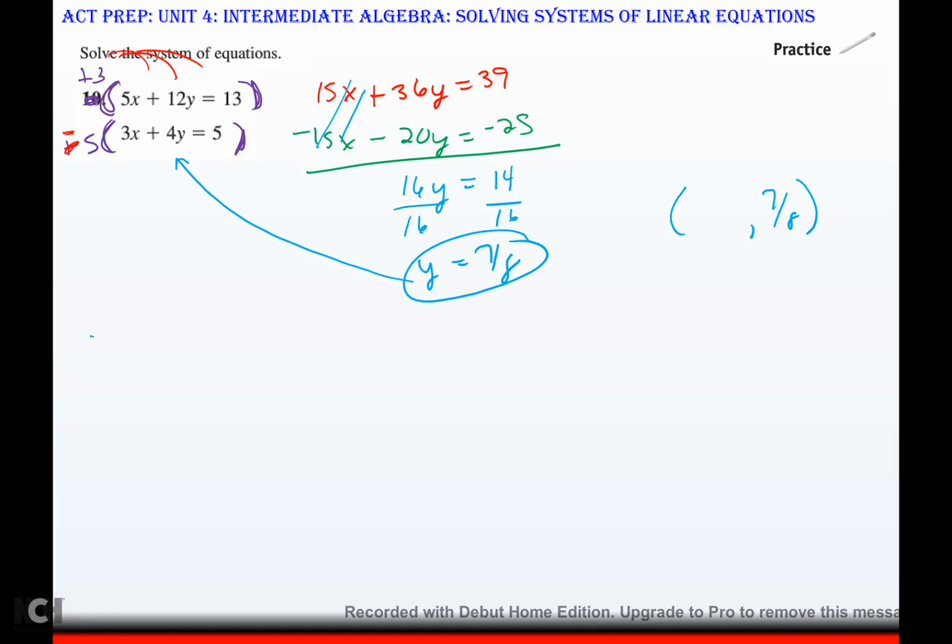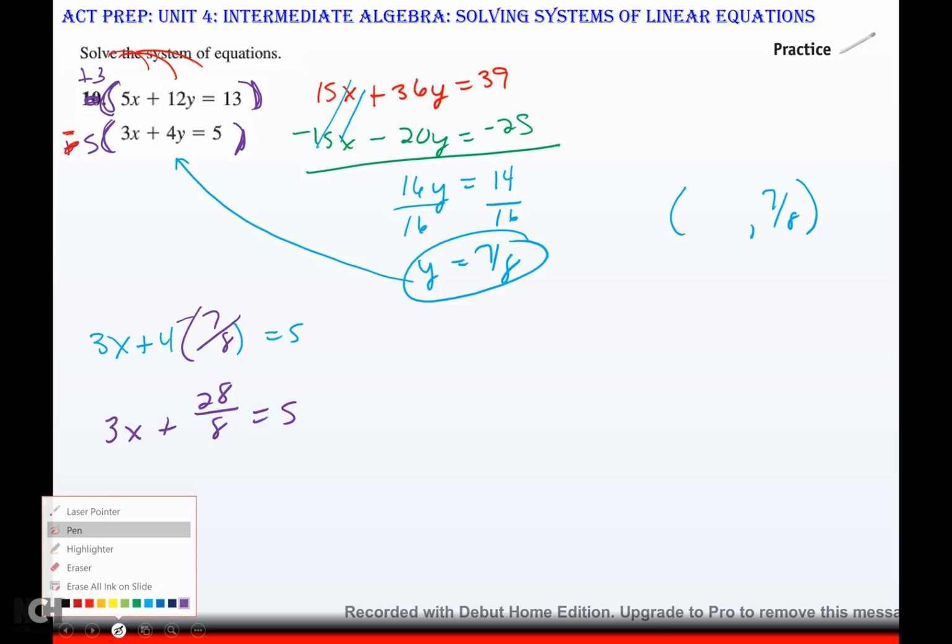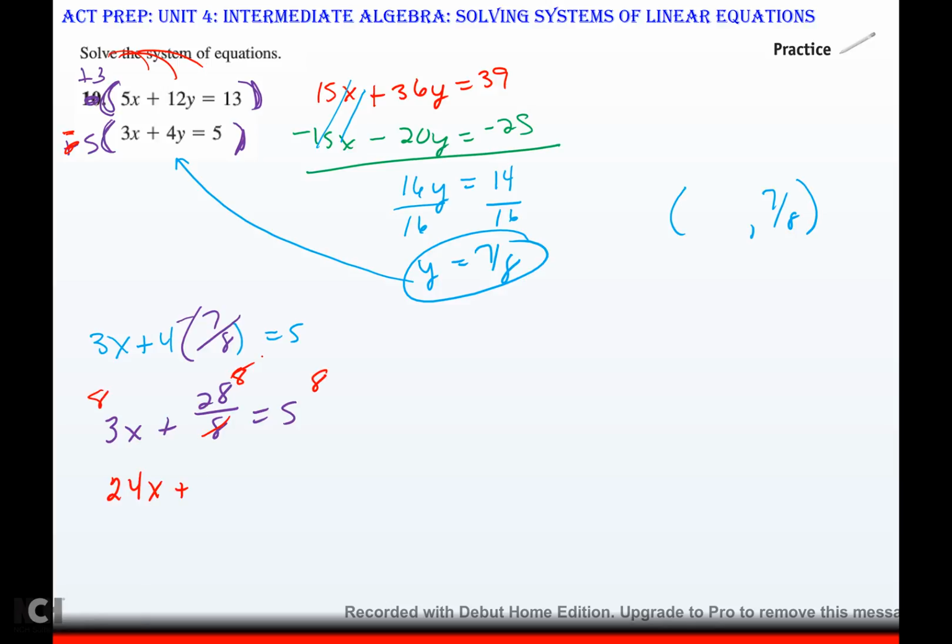Substitute it. I'm going to go to the bottom, so I have 3x plus 4 blank equals 5. I'm going to plug in my 7/8. Okay. I'm going to distribute the 4, so I'm going to have 3x plus 28 over 8 equals 5. Kill the fraction. Times 8, times 8, times 8. That gives me 24x plus 28 equals 40. No more fraction. Continue solving. Minus 28, minus 28. I got 24x equals 12. Divide by 24, divide by 24, and x equals 1/2.